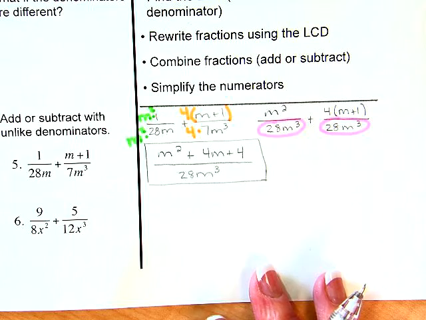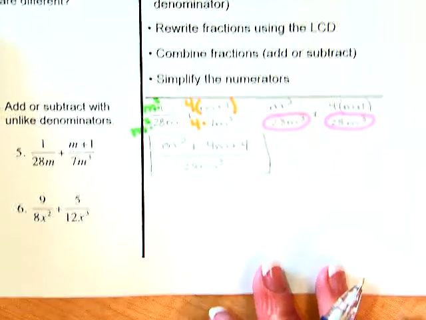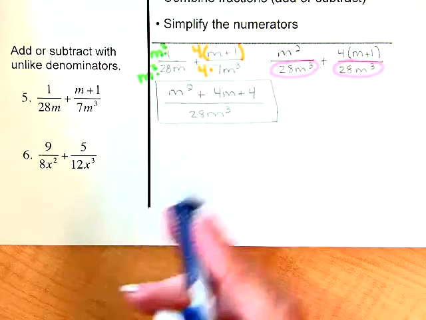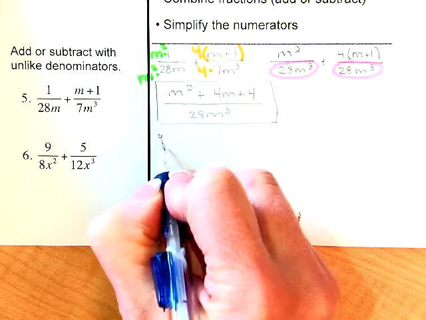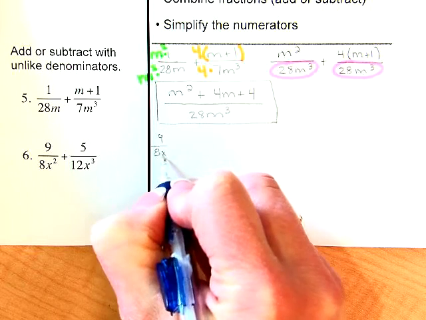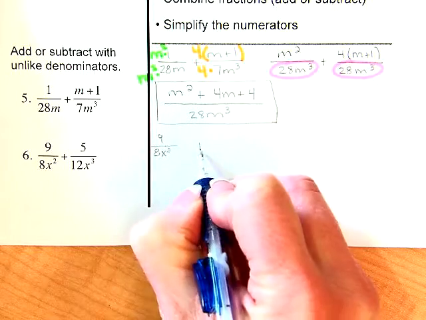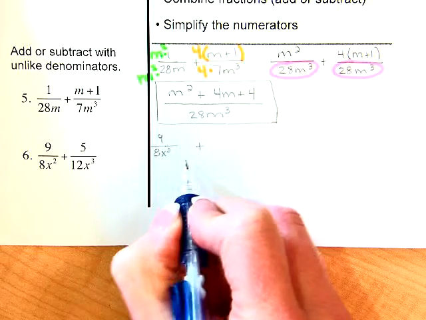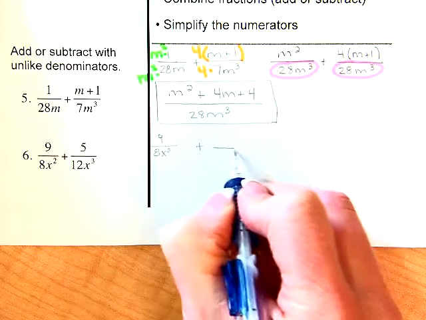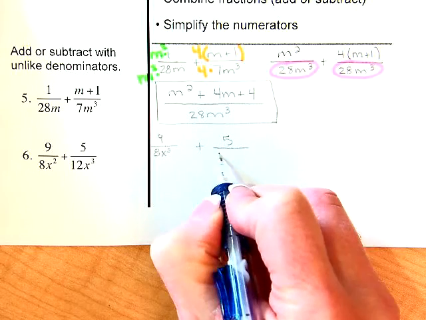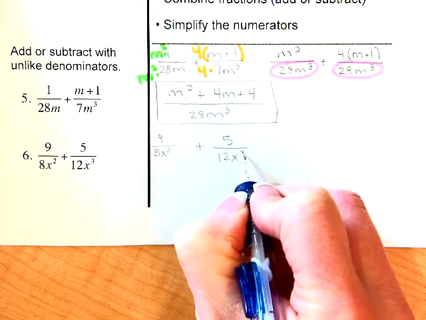Okay? All right, so looking at number 6, we have 9 over 8x squared, and again I'm going to write it over here because I'm going to do some work. And I'm actually going to leave myself some space now because I'm going to put my work there for the common denominator. And then I've got a 5 over 12x cubed.